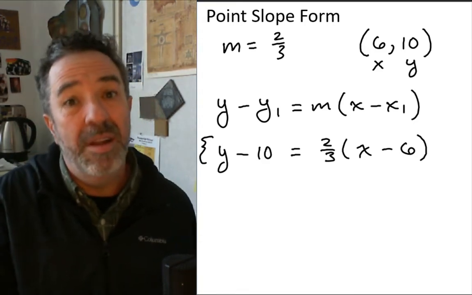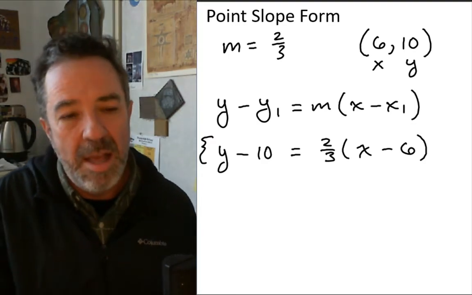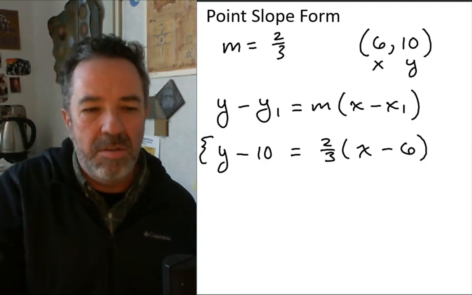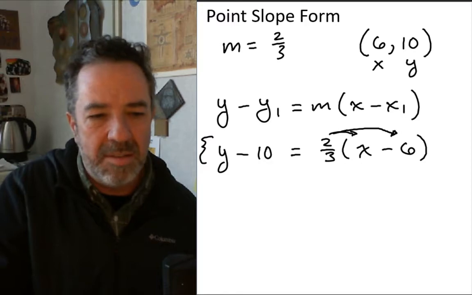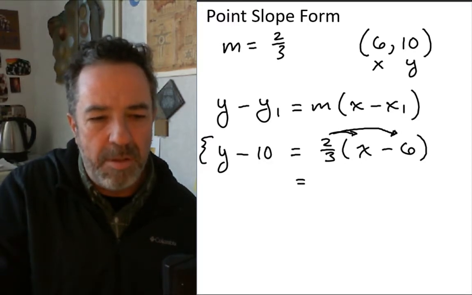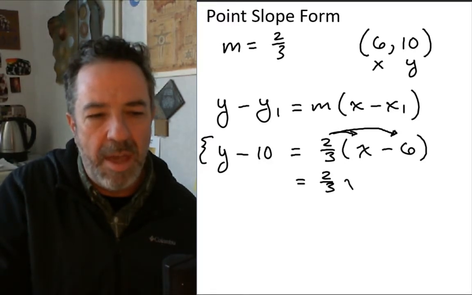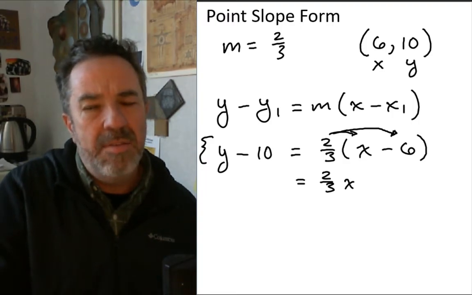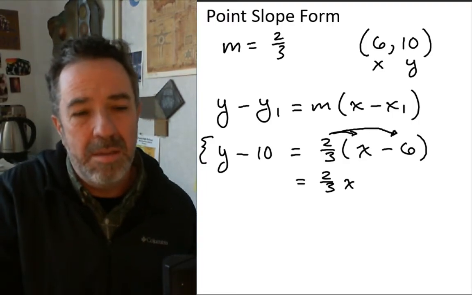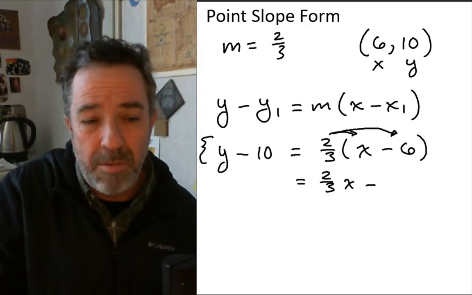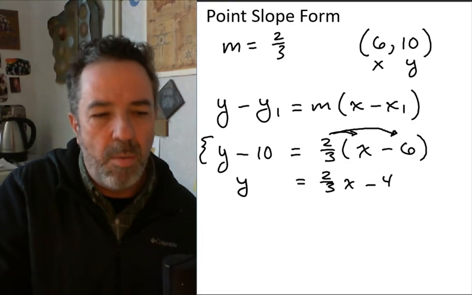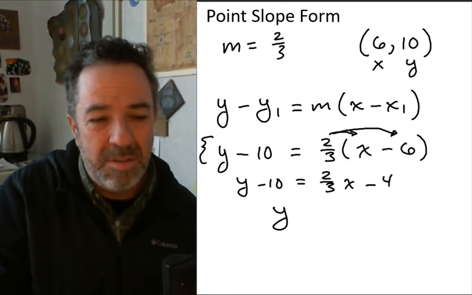But also, let's solve for y, right? I can add 10 to both sides, and I can also distribute this 2/3 to both the x and the -6. So if I do this distributive property first, I get 2/3 of x, and then -6 divided by 3 is -2, times 2 would be -4, and then over here I've got y minus 10. And then to get y alone, I'm going to add 10 to both sides.